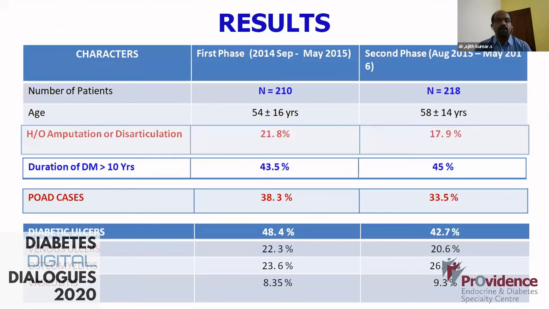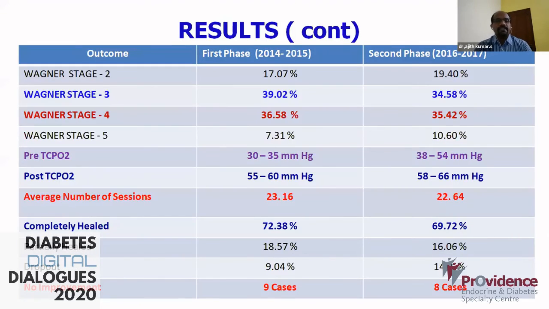This is the result of what we had in our last 2 years, the initial 2 years. You can see diabetic ulcers are about 45% on average in both phases of the study. The number of patients was about 210 on average for both phases. In the Wagner grading, the leading stage, 39%, is stage 3. Stage 4 is where a part of the limb is gangrenous. The average number of sessions was 23 for both phases.